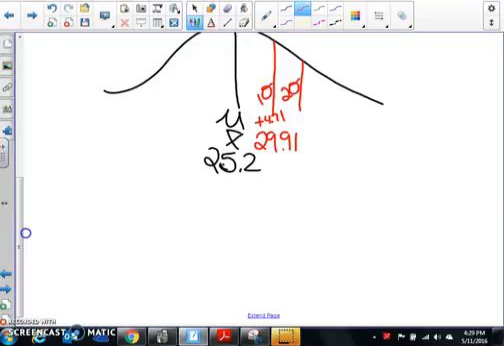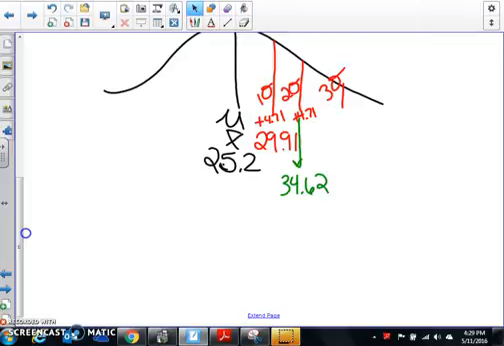Two standard deviations, I add another 4.71. That would give me 34.62. And then to find the third standard deviation, because I can ask you what is 3 standard deviations away, I would add another 4.71, and it would be 39.33. So these are all the positives.